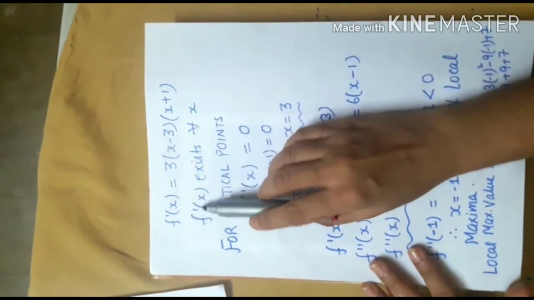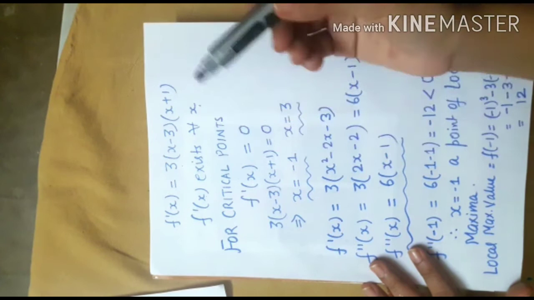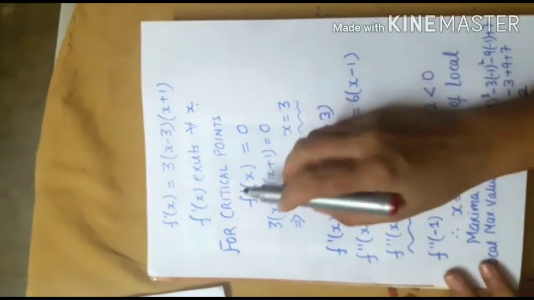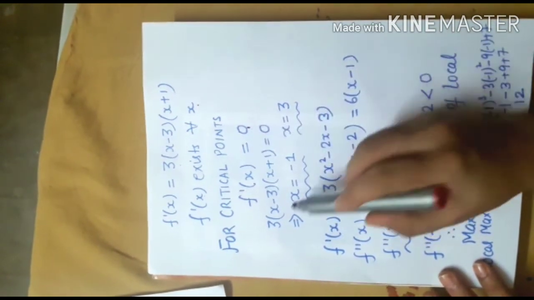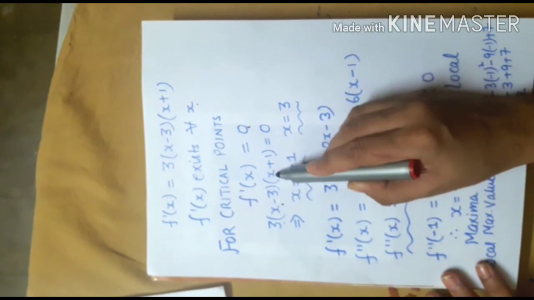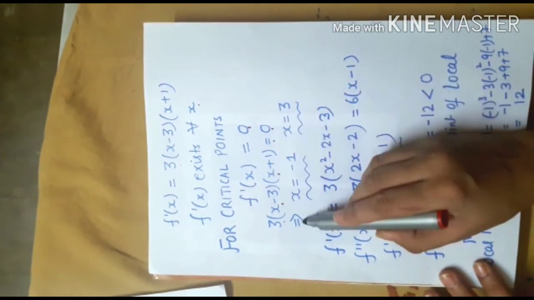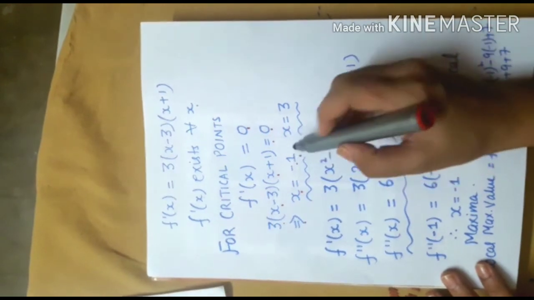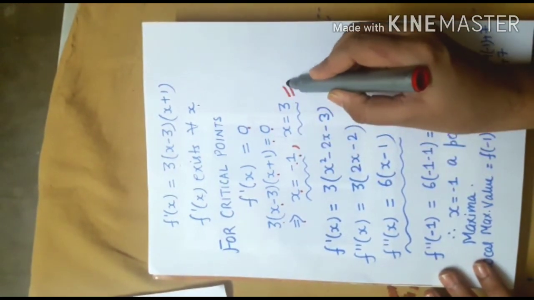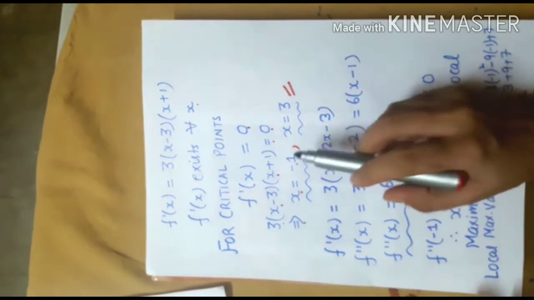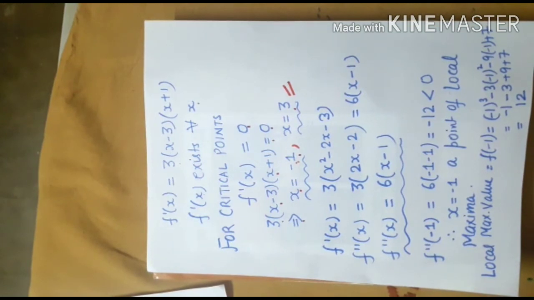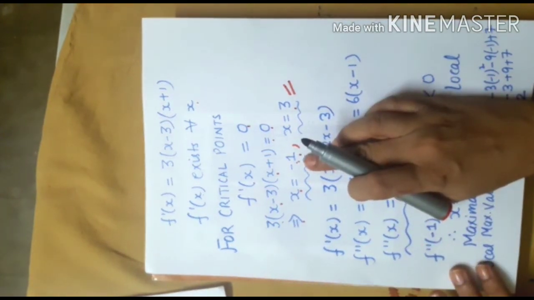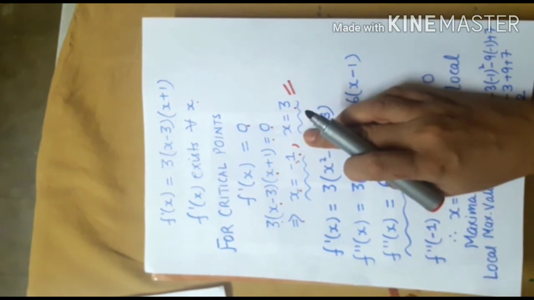Now you can see f dash x exists for all x because f(x) was a polynomial function. So to get the critical points, I'll put f dash x equals to 0. So 3 into (x minus 3) into (x plus 1) equals 0 implies x is equal to minus 1 or x is equal to 3. So there are two critical points, minus 1 and 3. Now I have to check whether these are the points of local maxima or minima. So here I'll apply the second order derivative test.